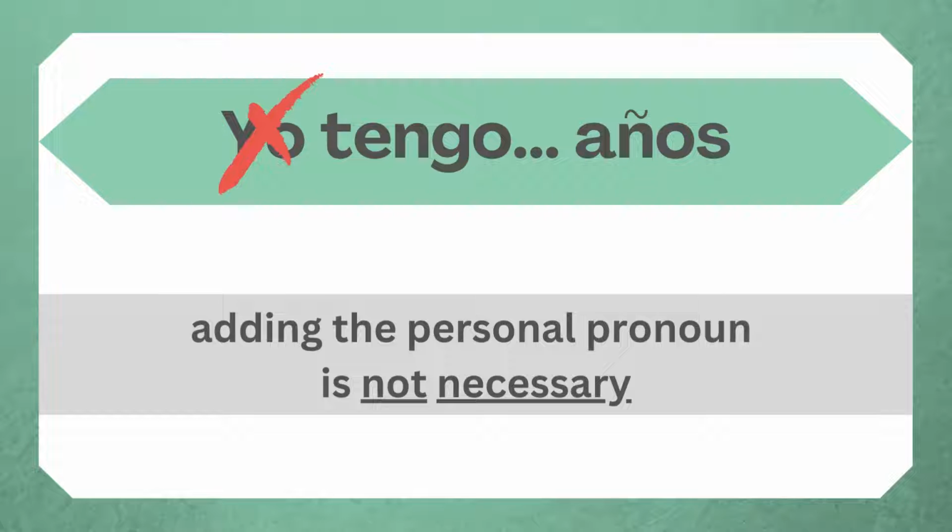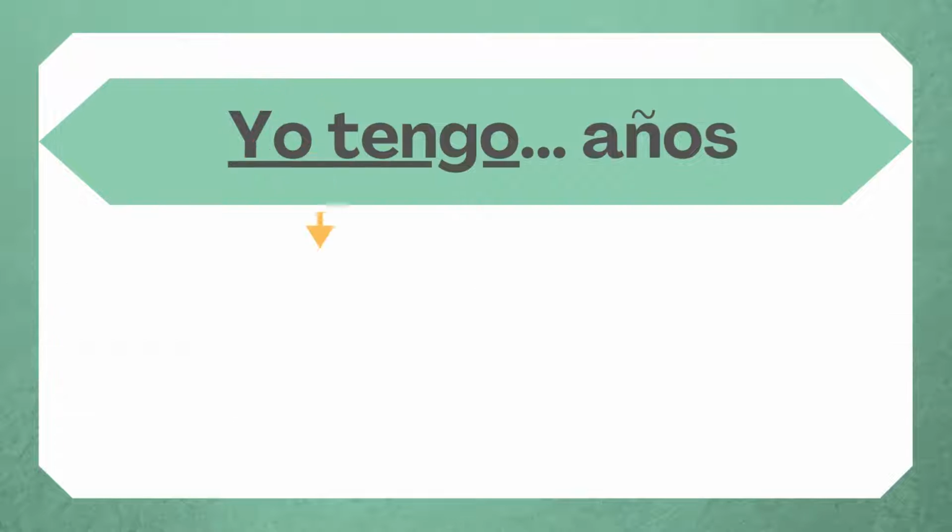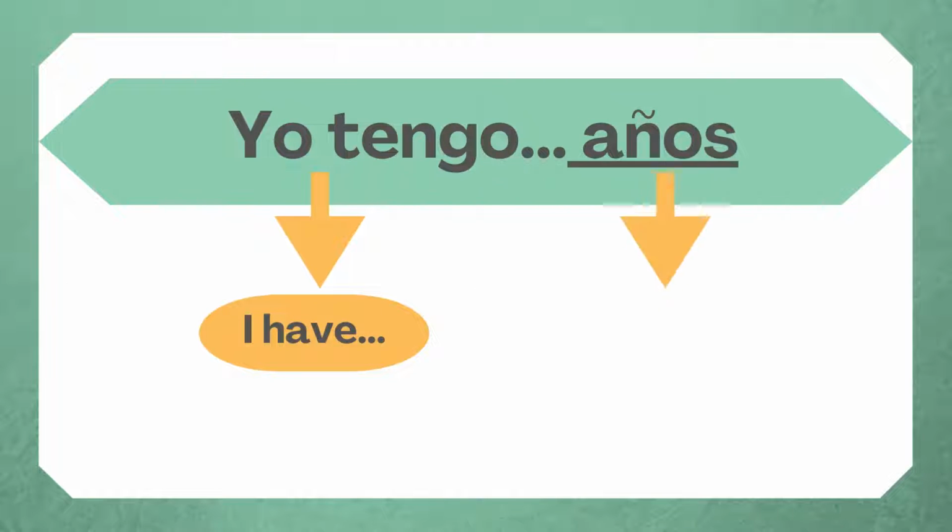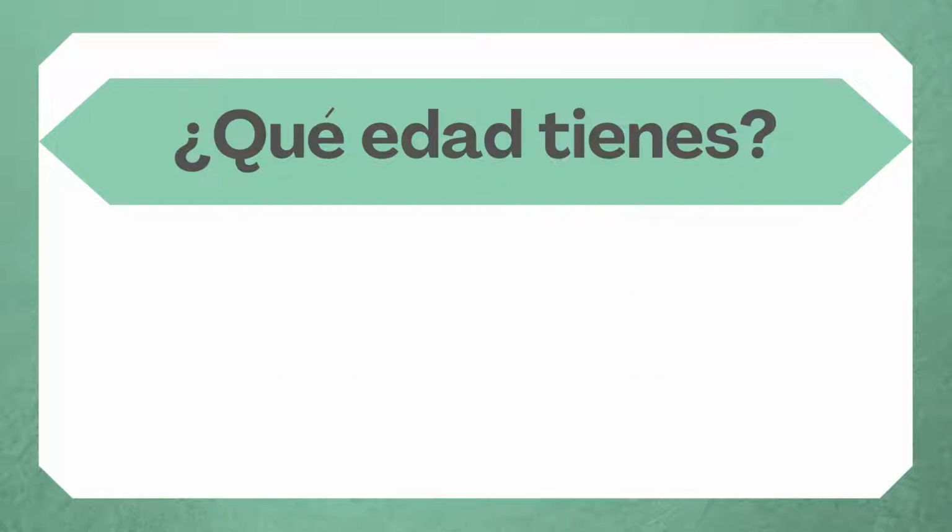That's because in Spanish we do not necessarily have to mention the personal pronoun, because the ending of the conjugated verb tells you which person is meant. So, yo tengo or tengo means I have. Años means years. Yo tengo años means I have years. But there's also another option to ask this question.